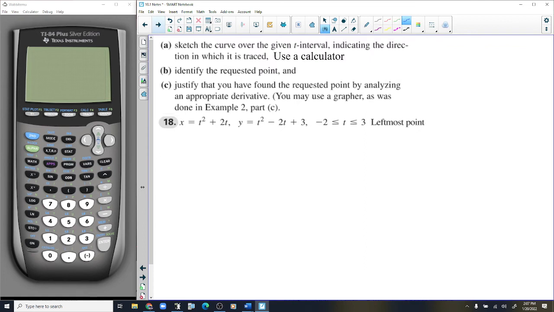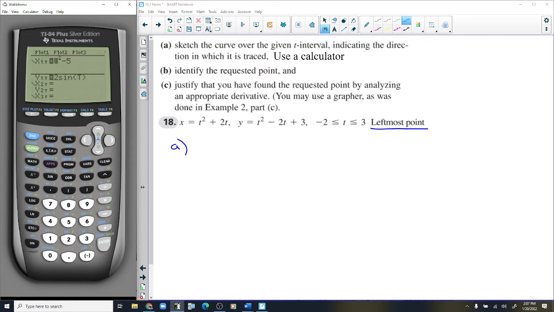Sketch the curve over the given t interval, indicating the direction which is traced. Identify the requested point, which in this case is the leftmost point. They're saying use the calculator to see if you can get an idea of where it is, and then letter C will actually find it. So let's go letter A.